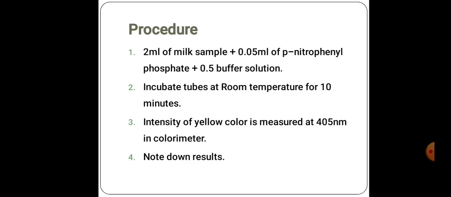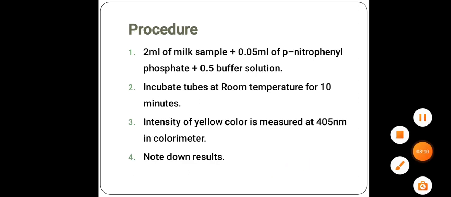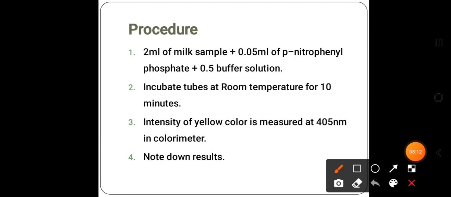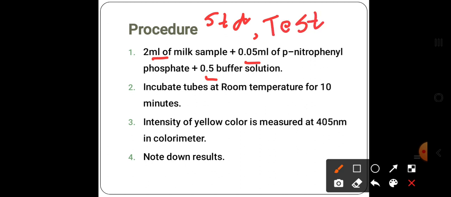Now we will see how this test is performed. First of all, take 2 ml of the milk sample. In the tube, 0.05 ml of substrate, which is para-nitrophenyl phosphate, plus 0.5 ml of the buffer solution. Here we will take 3 tubes. First one is standard, another one is test, and the third one is blank.